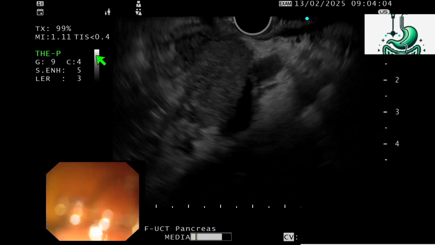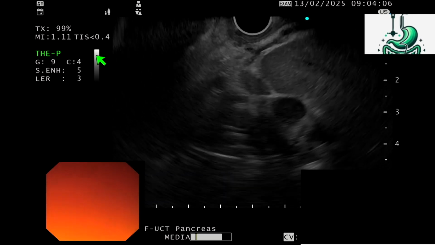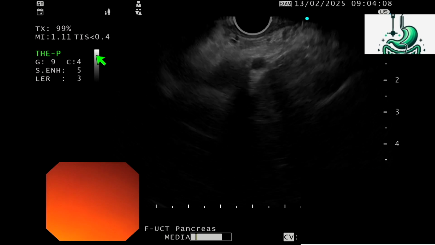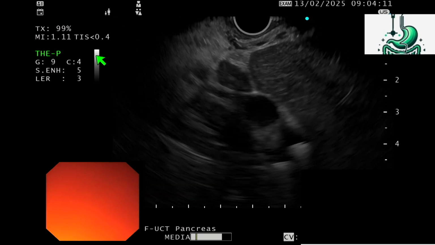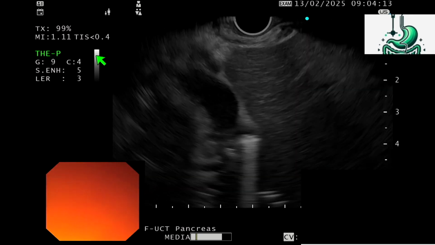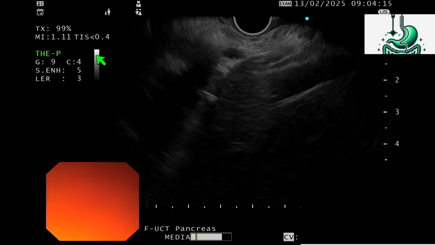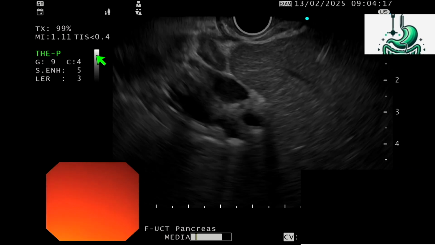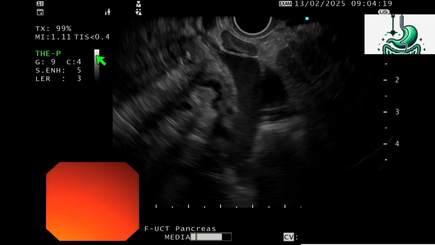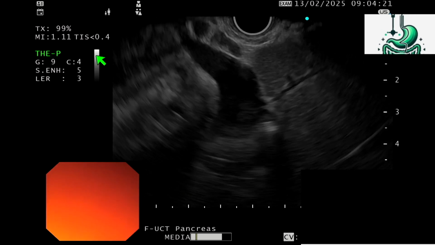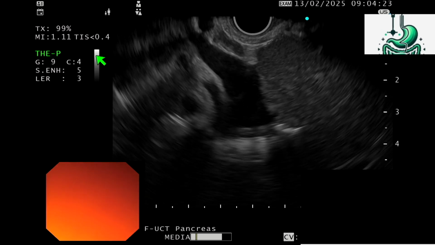So let's see what is happening to the bile duct. So I go anteriorly now. From the posterior, I'm torquing my scope to the anterior, and then anteriorly I'm seeing the hilum. So this is the hilum. You can see this is the liver.